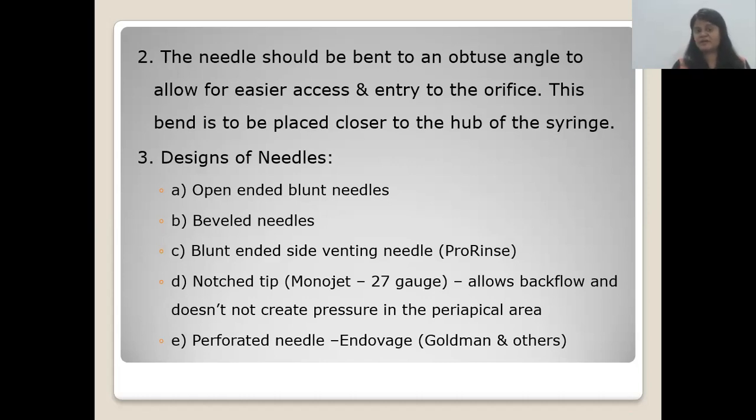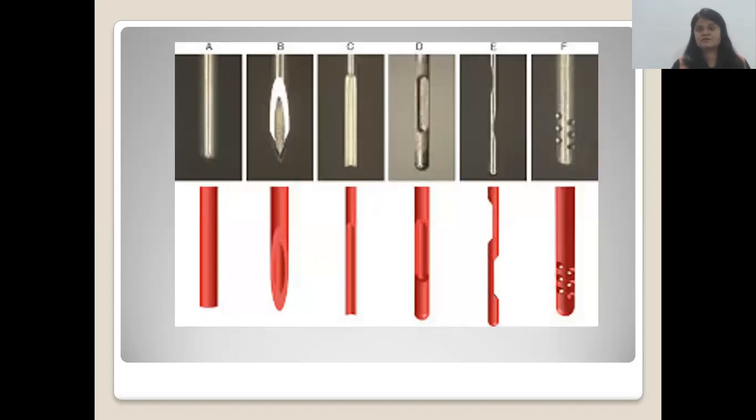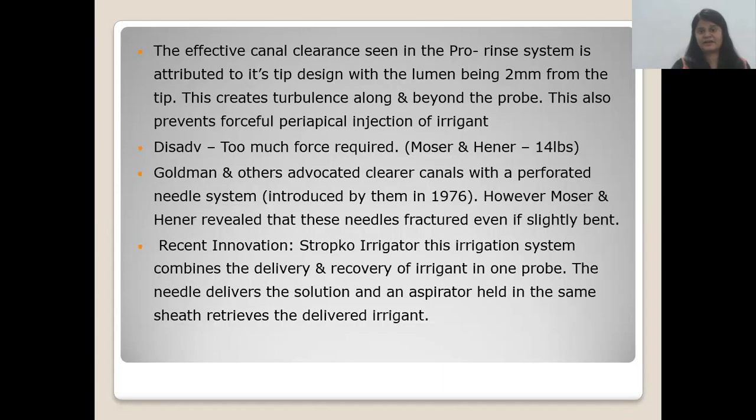First is the open-ended blunt needle, then the bevel needle, then the blunt-ended side-venting needle, which is known as Pro-Rinse, then the notched tip, which is known as Monoject, which allows backflow and doesn't create any pressure in the apical region. Then perforated needles, known as the EndoVac, introduced by Goldman and others. This is a diagrammatic depiction of the needles: blunt end, beveled, side venting, and perforated needle.